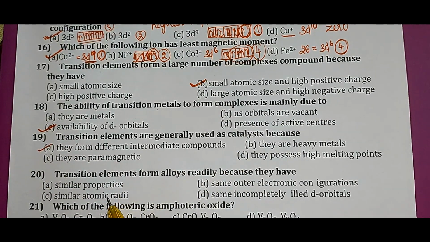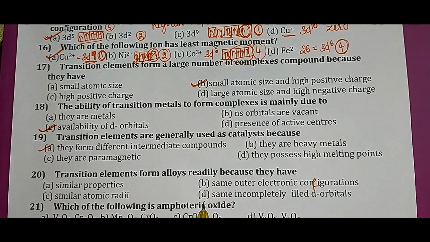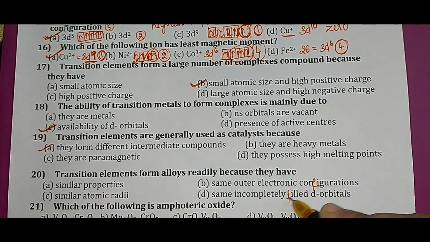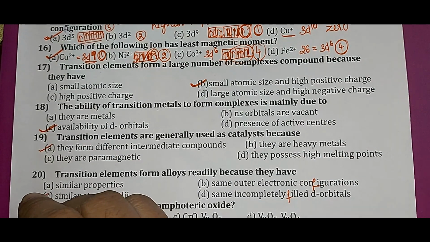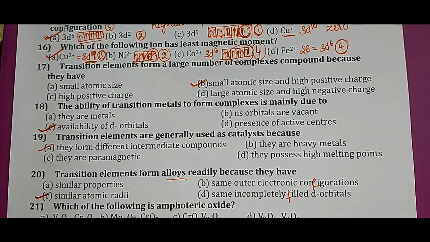Then question number 20. Transition elements form alloys readily because they have similar properties: same outer electronic configurations, similar atomic radii, same incompletely filled d orbital. So the correct answer is similar atomic radii. Due to similar atomic radii, transition metals form alloys.